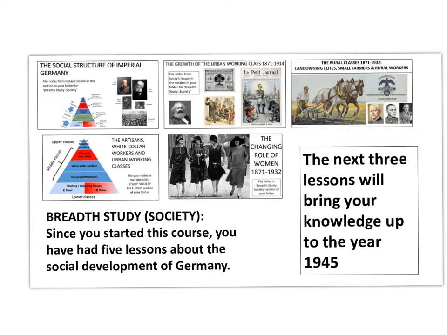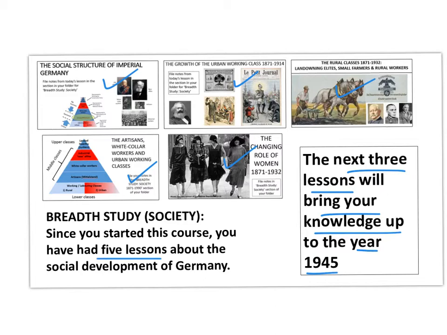So this is simply a reminder of the lessons. We initially did a lesson called The Social Structure of Imperial Germany. We then did a lesson called The Growth of the Urban Working Class. We then did one on the rural classes, 1871 to 1932. We then did one on the artisans, the white collar workers, and the urban working classes. And then more recently, we did a lesson on the changing role of women. So 5 lessons we've done so far, and the next 3 lessons that we're doing here will bring your knowledge up to the year 1945.